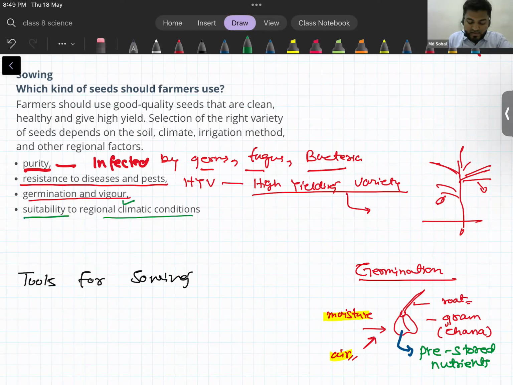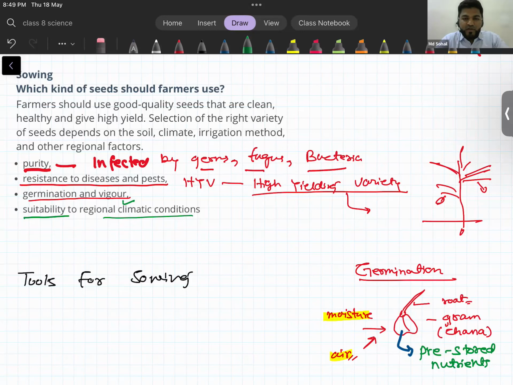Suitability to regional climatic conditions. Now, there are some regional factors also. Like if you were to plant a seed in a desert area, there are high chances that the seed will not germinate. Why is it so, Ahmed? Because, sir, the desert has no water. The seed will be getting air but no moisture. So climatic factors also play a role in the germination of the seed.